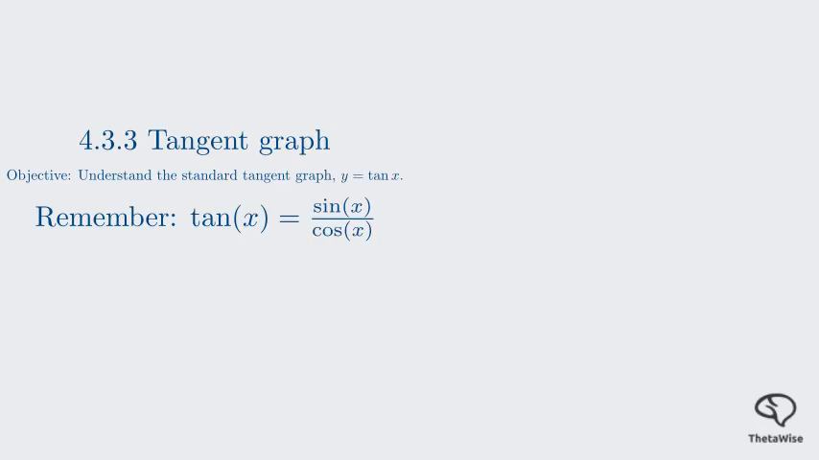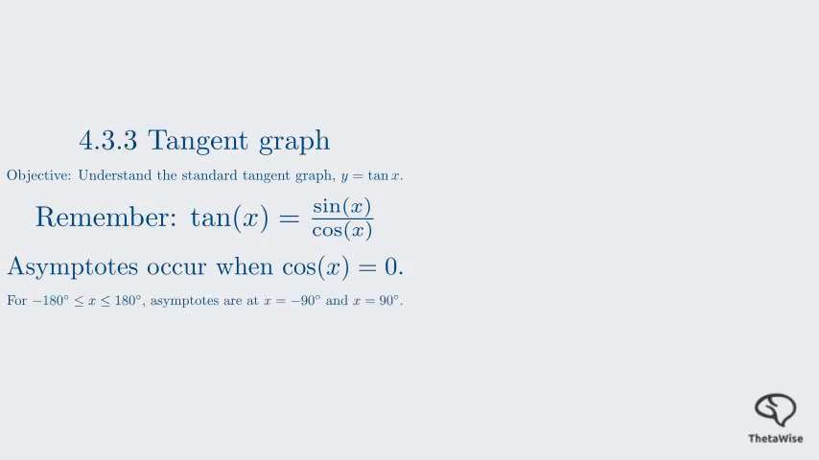Since division by 0 is undefined, the tangent function is undefined whenever cosine of x is 0. Cosine is 0 at negative 90 degrees, positive 90 degrees, and so on. These are the locations of the graph's asymptotes. An asymptote is a line that the graph approaches but never actually touches. The tangent graph has vertical asymptotes at x equals negative 90 degrees and x equals 90 degrees within our domain.